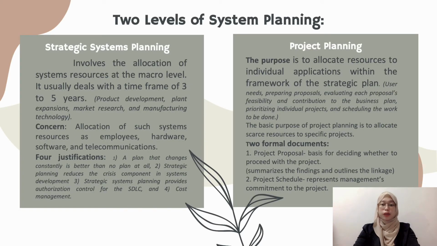System planning occurs at 2 levels: strategic system planning and project planning. Strategic planning involves a macro-level resource allocation. It usually covers 3 to 5 years. Budgeting for other strategic tasks, including product development, facility expansion, market research, and manufacturing technologies, is comparable. As a result, the SDLC does not include strategic system planning. The strategic system plan addresses personnel, the number of system professionals to hire; hardware, the number of workstations, minicomputers, and mainframes to buy; software, funding for new system projects and maintenance; and telecommunications, the funds allocated to networking and EDI.